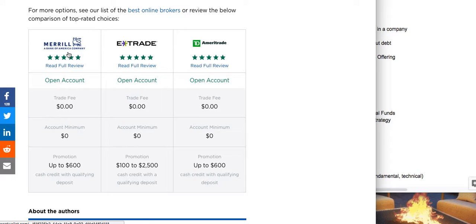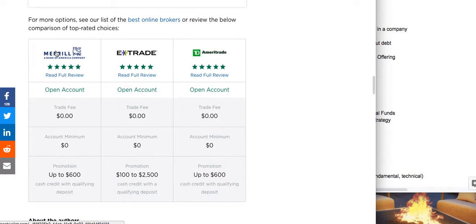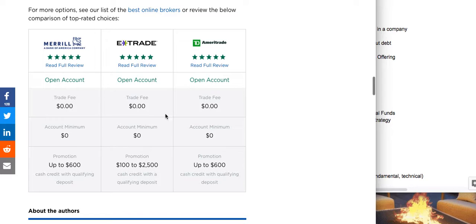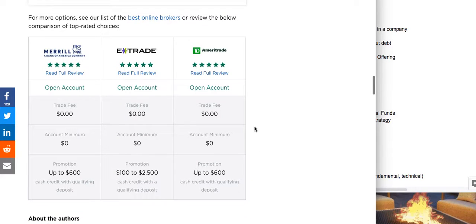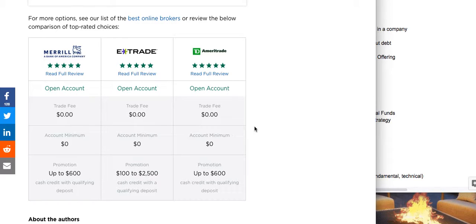The ones listed here on this article that I was reading from nerdwallet.com are Merrill or E-Trade or TD Ameritrade. There's also some popular ones like the Robinhood app that you may see on YouTube, or Charles Schwab. Basically they'll all offer different things. As you can see, there are different fee structures and promotions, but generally something you want to look into if you're choosing a broker is everything that they offer.